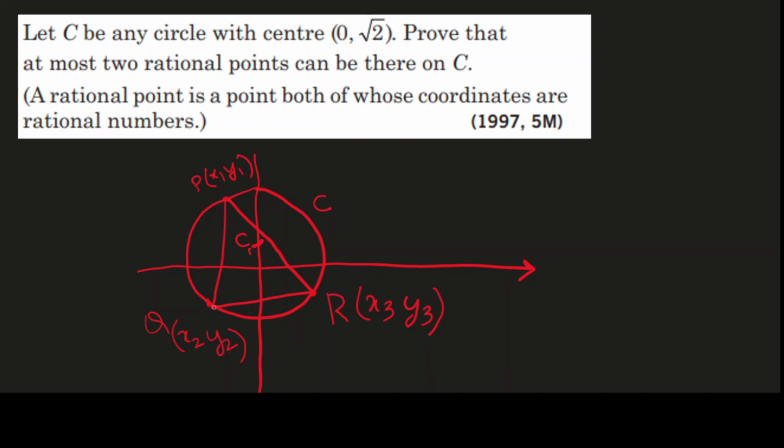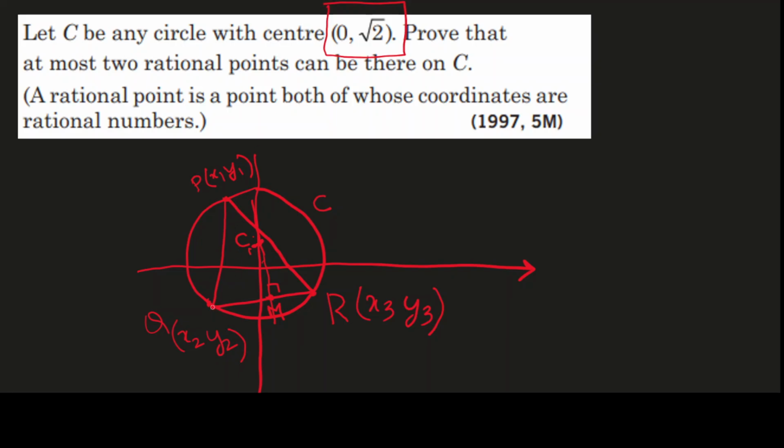So let's just take QR. Now we draw a perpendicular bisector, where M is the midpoint, and we draw a 90-degree line. This should pass through C1, which is the center of the circle, which is given as (0, root 2), right?